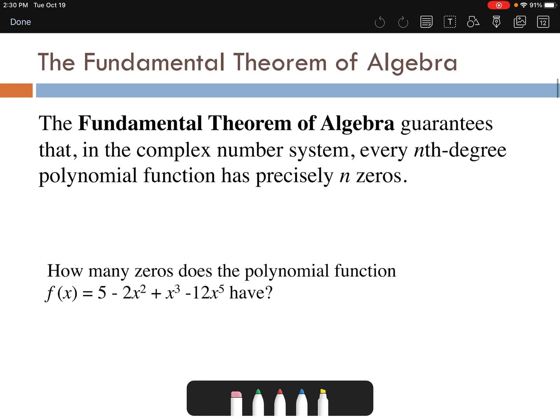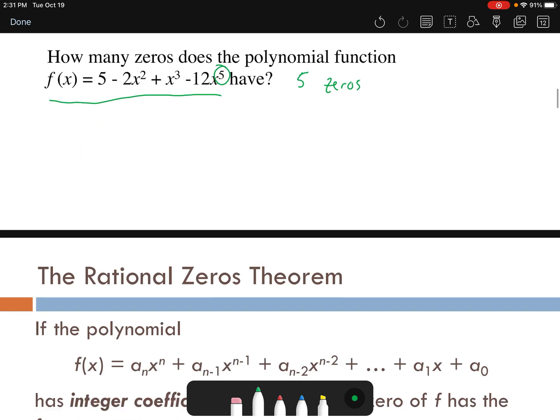real. So the first thing we need to talk about is the fundamental theorem of algebra. And the fundamental theorem of algebra guarantees that in the complex number system, every nth degree polynomial function has precisely n zeros. So the first question there is, how many zeros does the polynomial function f of x have? Well, it's all dependent on the degree. And since it's a fifth degree, it has 5 zeros. Okay, simple.